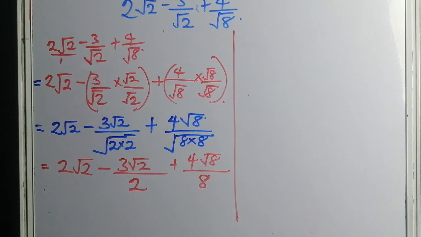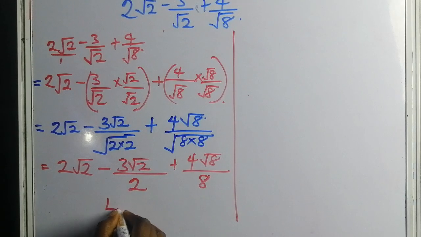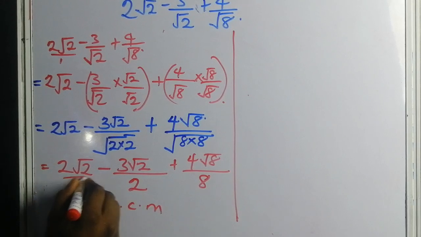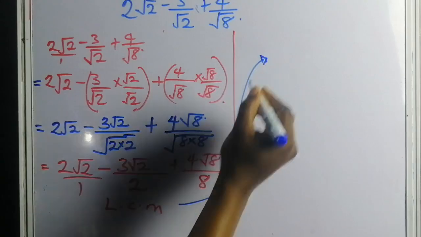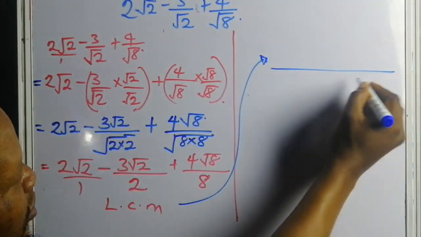So the question you need to ask yourself, what do you need to do now? The only thing you just need to do is find the LCM. It's simple. This over 1 is still the same thing. So when you find your LCM, what's the LCM here? The highest number is 8. So that's the LCM.